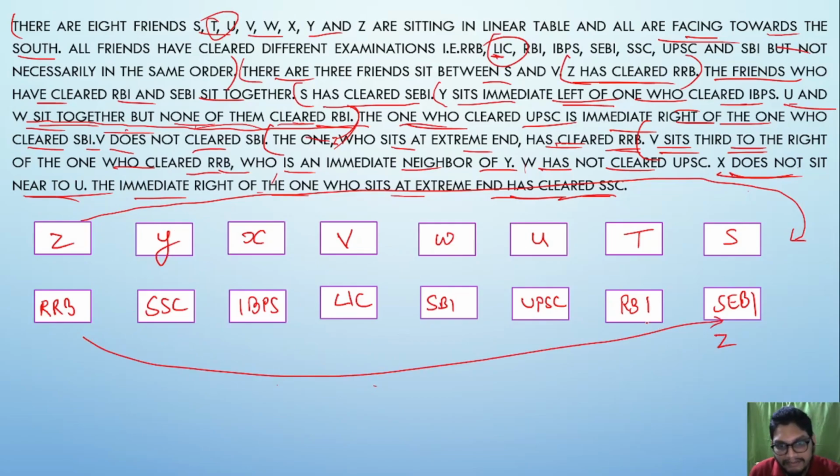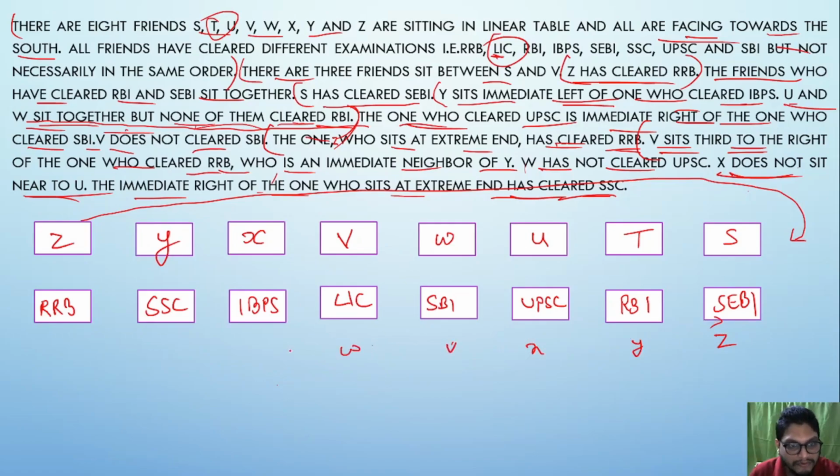Z, and then Y will come at this position, X will go at this position, V will come at this position, and so W, U, T and S. And Z has cleared RRB, so RRB will be coming at this position, right? Then Y, SSC, SSC will be coming at this position. The whole arrangement will flip like this.